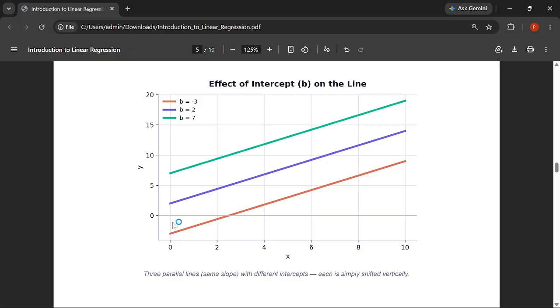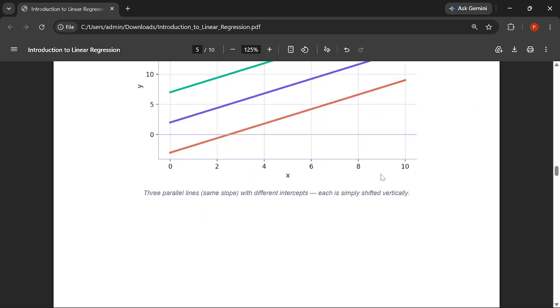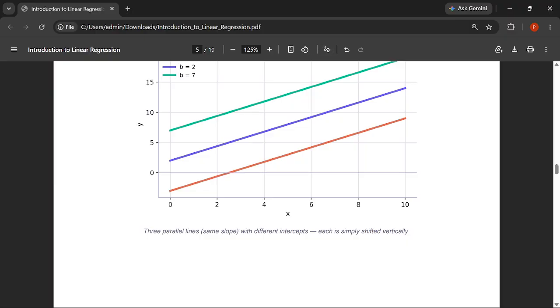Okay, so I can say, when the b, that is the intercept, is the... let me draw something here.